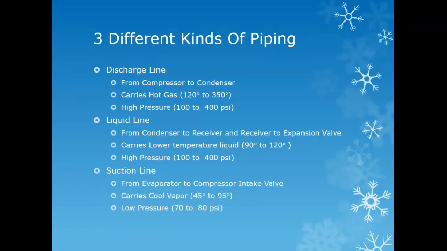So different kinds of piping. You have discharge lines, liquid lines, and suction lines. In the discharge line, this goes from the compressor to the condenser. This typically carries hot gas between 120 and 350 at 100 to 400 psi.